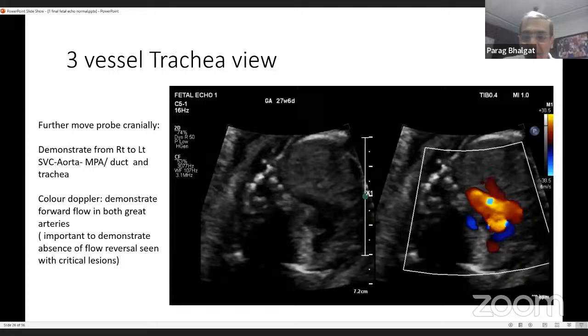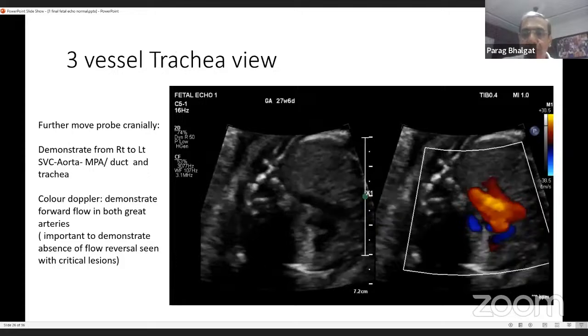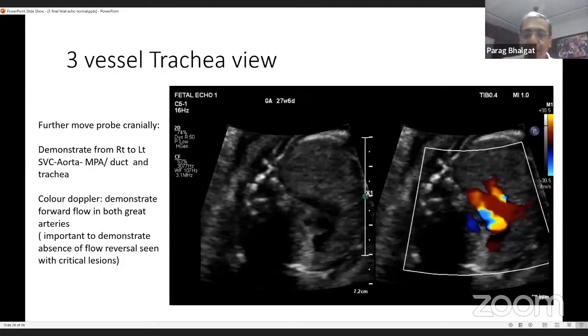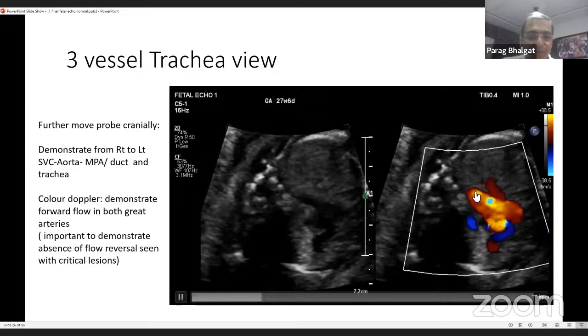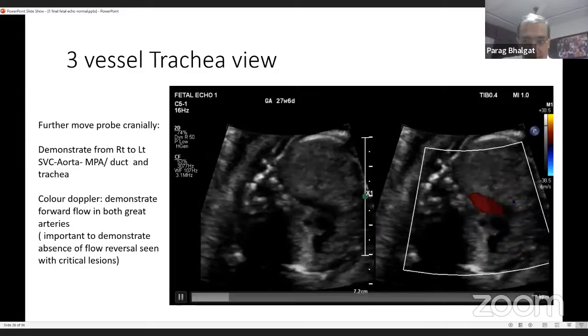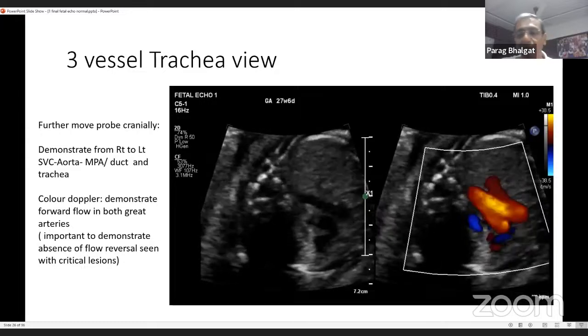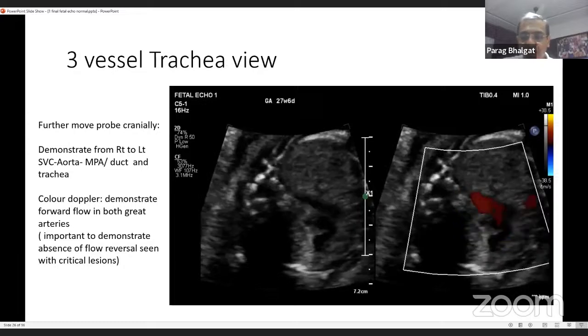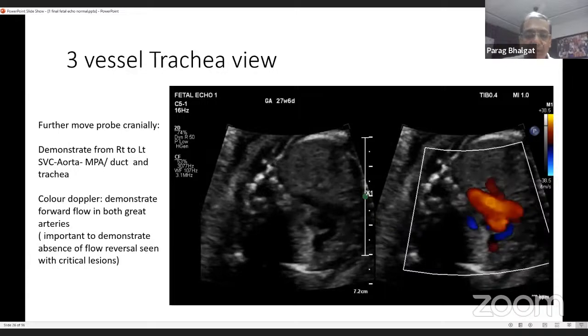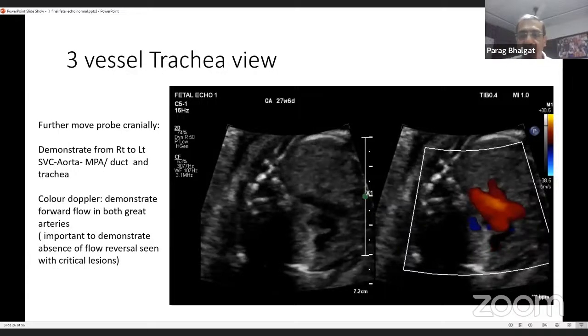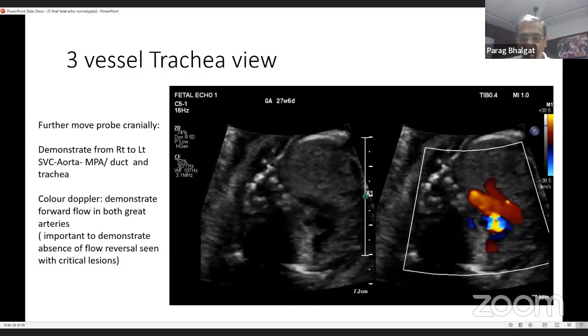This is the three vessel trachea view. This is MPA, aorta, SVC with LPA coming out. Both are diverging on the left side of the spine, showing left aortic arch. These things are important when we will talk about right aortic arch, right arch, left duct, vascular rings, and other things. So always remember which side aorta is going, which side MPA is going.